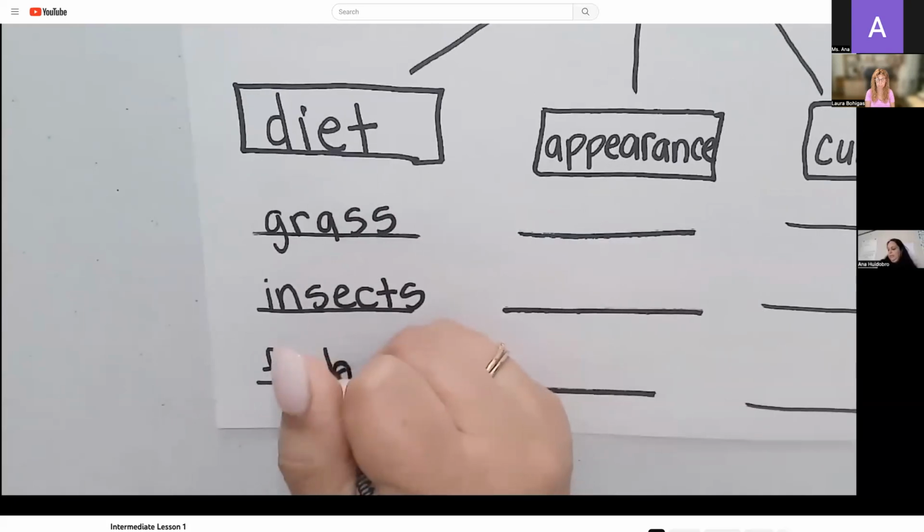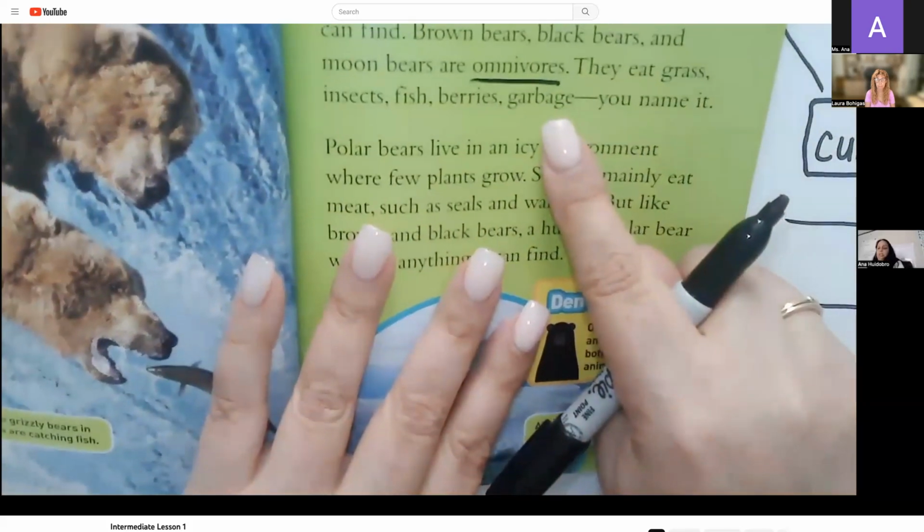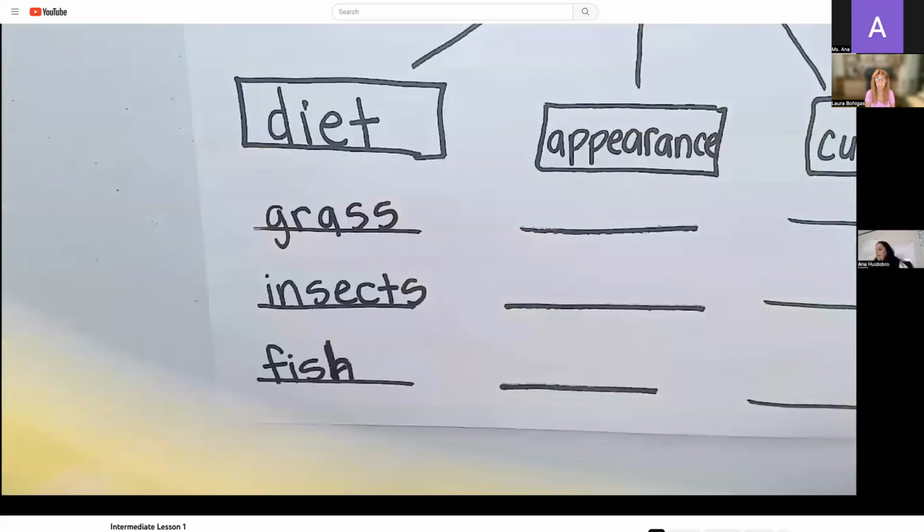You know, when I think of bears, I think of Winnie the Pooh eating honey. I wonder if bears eat honey. I think that they do. So that's the 3 I put. You might have put berries. You might have put garbage. You might have put something else.